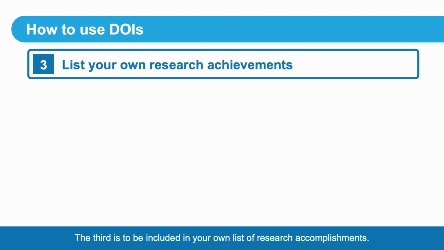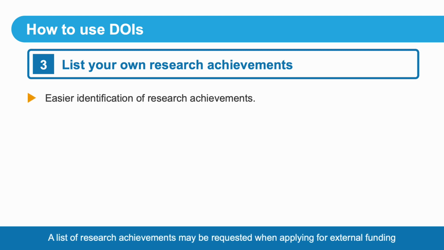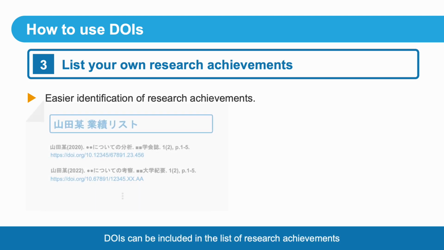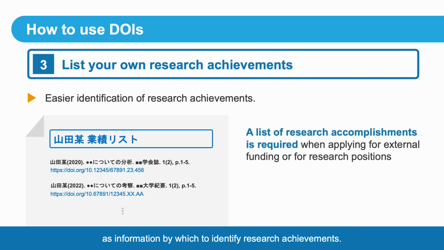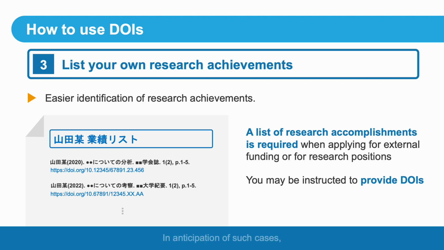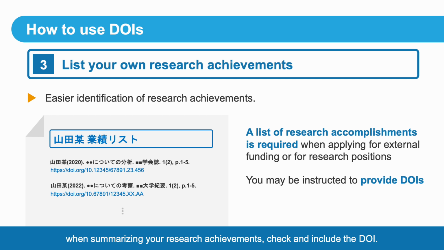The third is to be included in your own list of research accomplishments. A list of research achievements may be requested when applying for external funding, such as grants and aid for scientific research, or when applying for a research position. DOIs can be included in the list of research achievements as information by which to identify research achievements. In some cases, the instructions may clearly state, DOIs, if any, should be listed. In anticipation of such cases, when summarizing your research achievements, check and include the DOI.